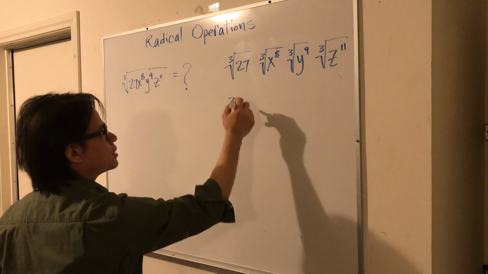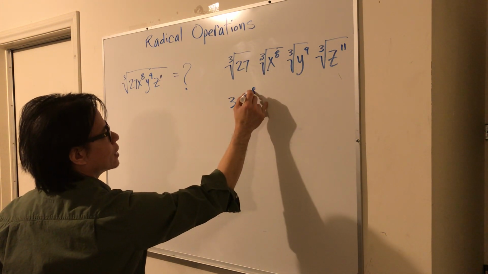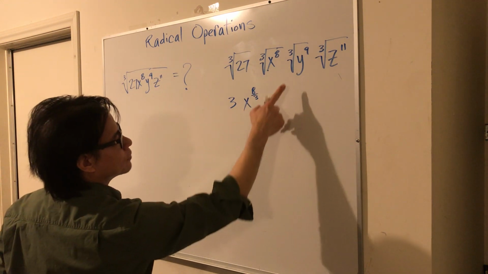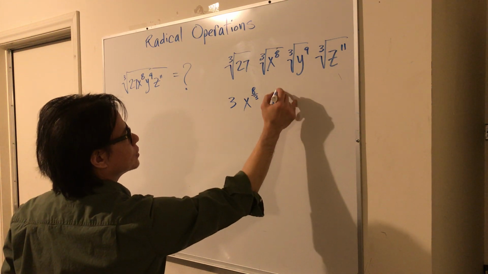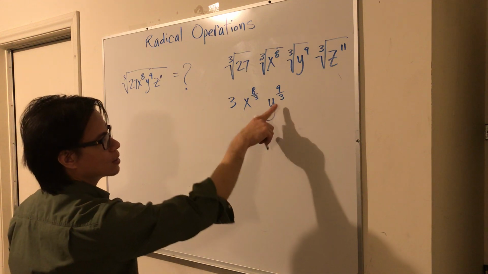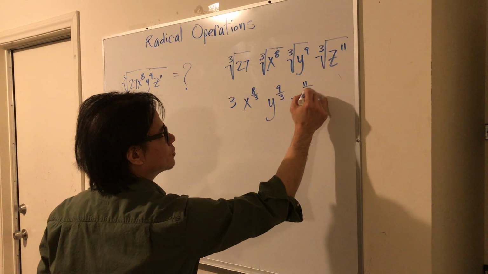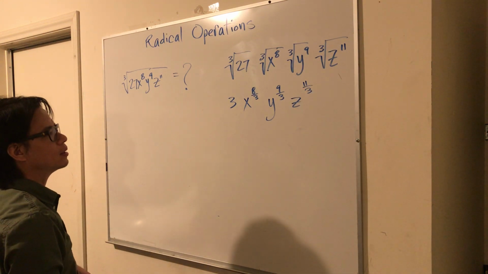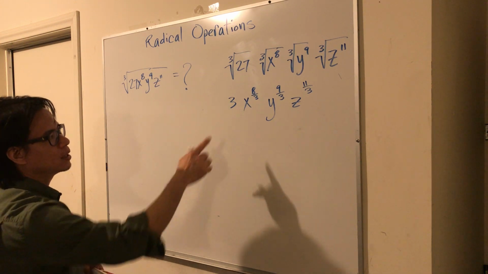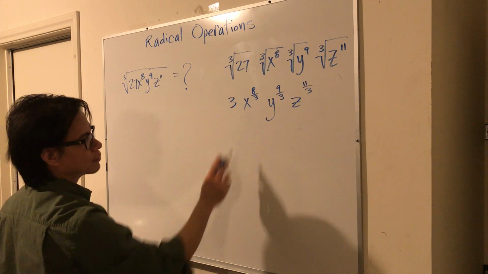Now for this here, we're going to write this as x to the 8 over 3 for now. And then for this one, we're going to write it as y to the 9 over 3. And z, you're going to write it as z to the 11 over 3. Okay, it looks a lot cleaner than what we did in the previous method. So just got to be careful with the fraction here.